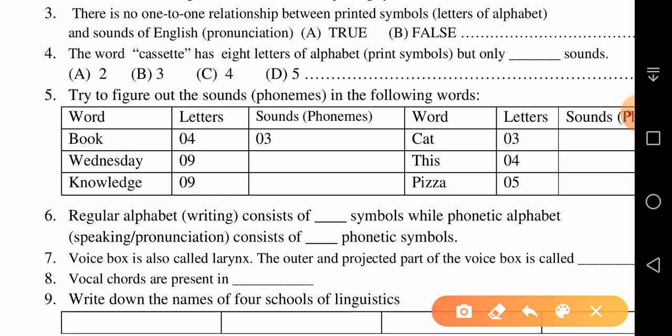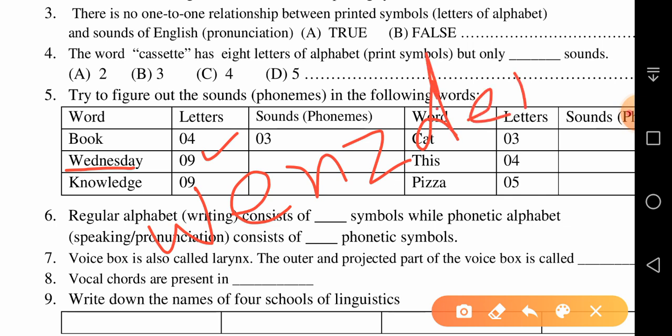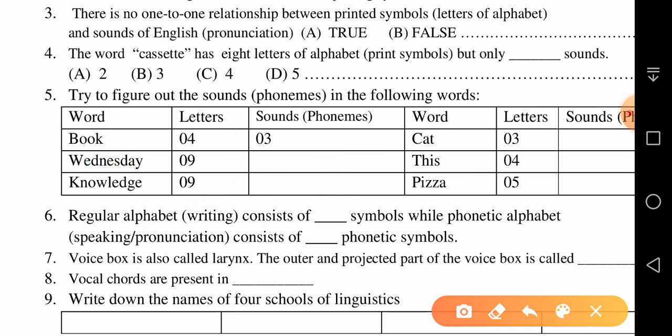What about this? Wednesday. Letters are given, but we write it like this, Wednesday. We can see 1 2 3 4 5 and 6. This is a diphthongal sound. So how many sounds are there? Sounds are 6. Let me write 6. Now, knowledge.